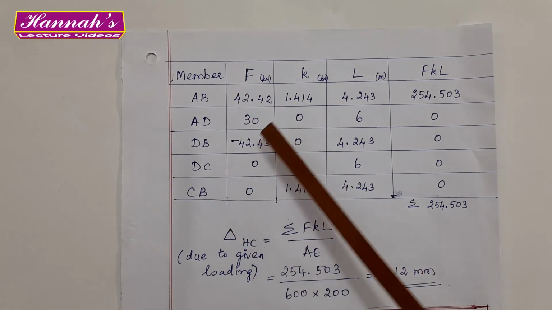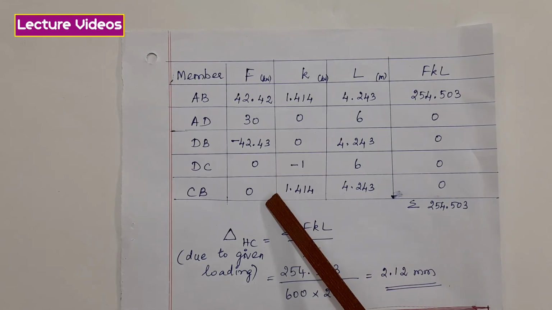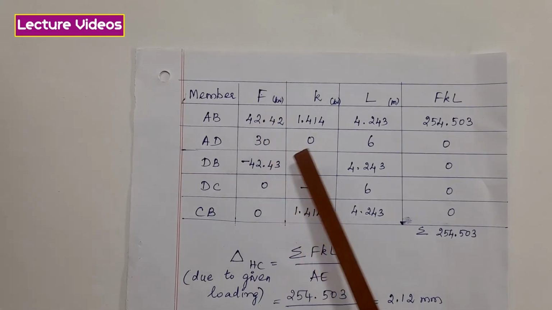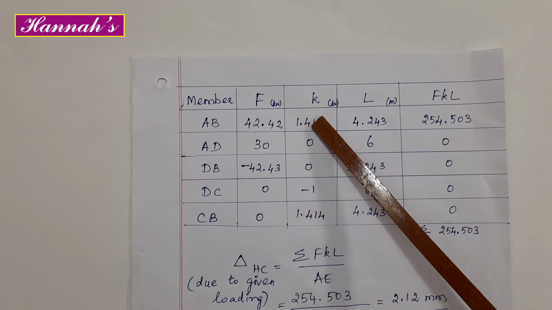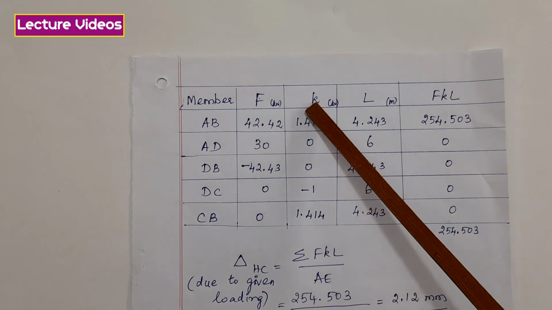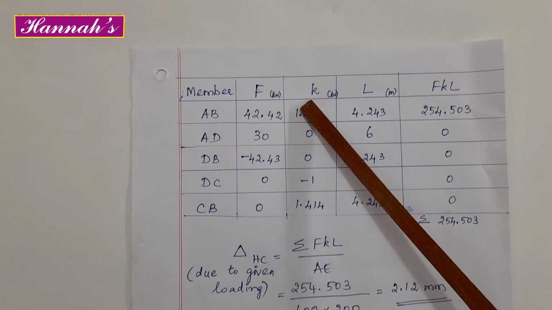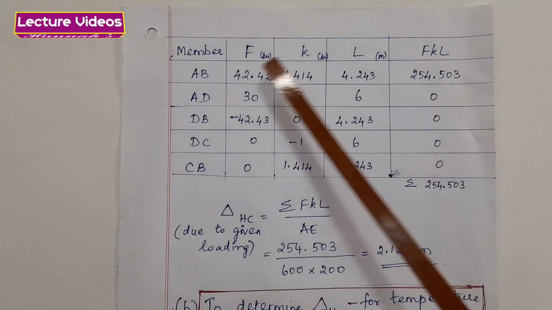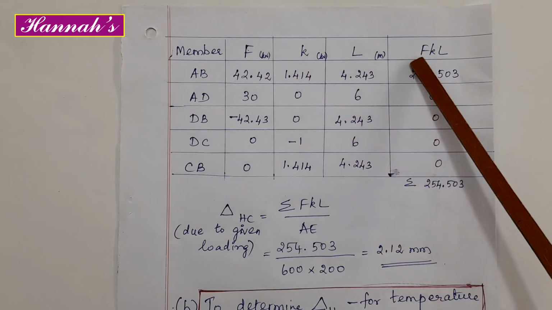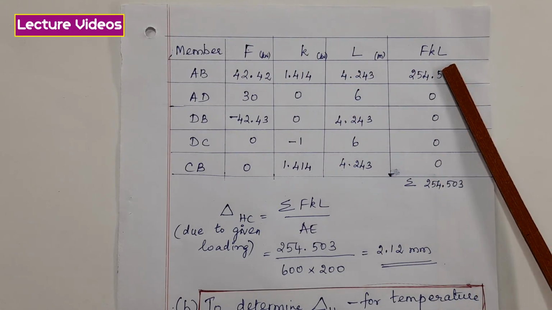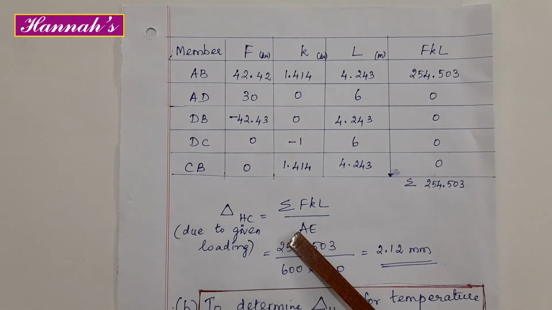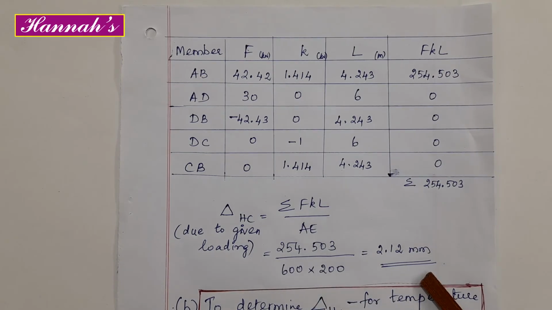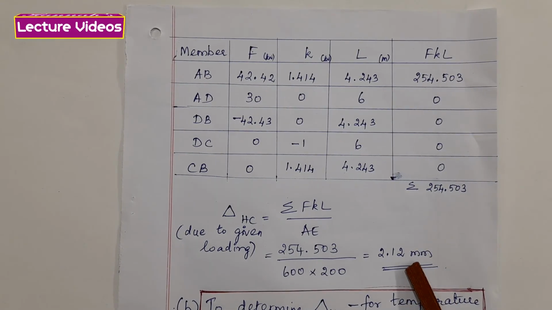Members are written, capital F values are written, that is the axial forces in all the members of the truss due to the given loading. Small k values are the axial forces in the members of the truss due to a unit horizontal load at C. L values are the lengths which I have determined, and then the multiplication of F, K, L, because area and E are the same, as given in the problem. So finally, I put the values of A and E all in the same units and delta HC is determined. That is the end of the first subdivision.